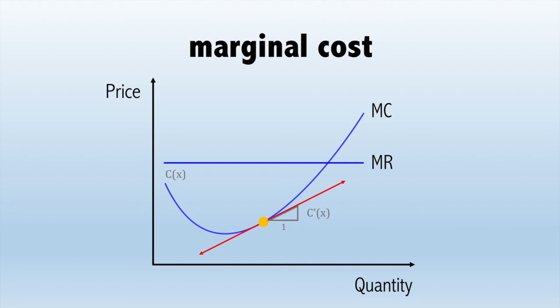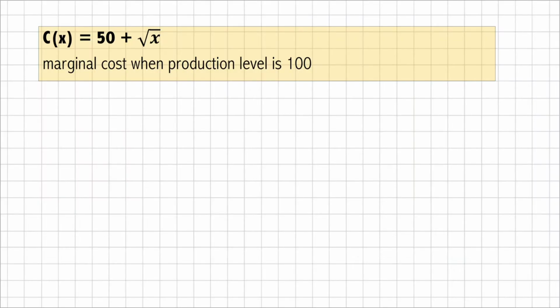So for instance, we are given that the cost in dollars of producing x units of a certain commodity is C of x equals 5 plus square root of x dollars. We are asked to find the marginal cost when the production level is 100. As I mentioned earlier, marginal cost pertains to the instantaneous rate of change. So we have the derivative of C of x.